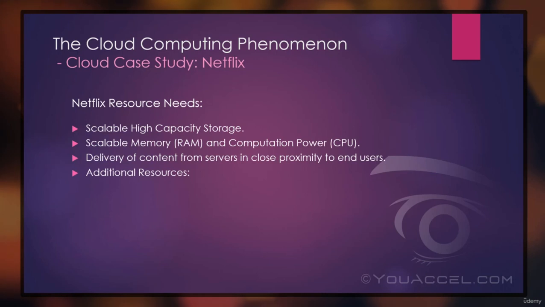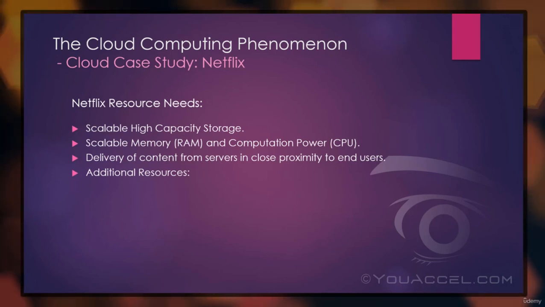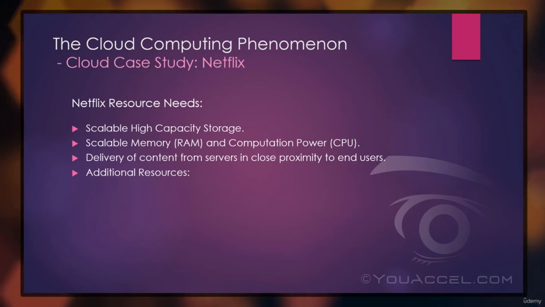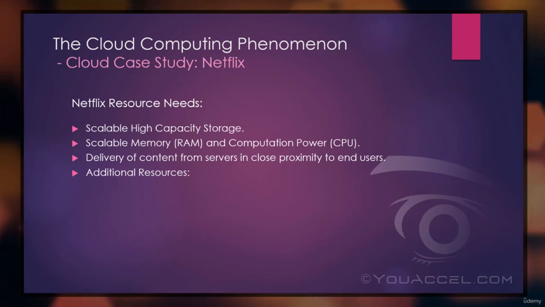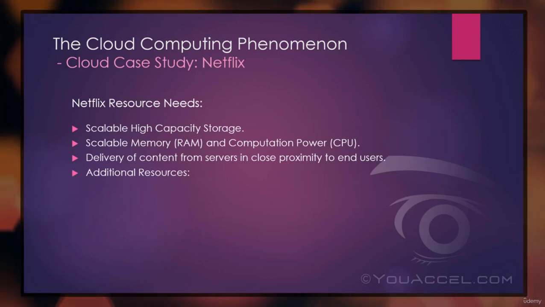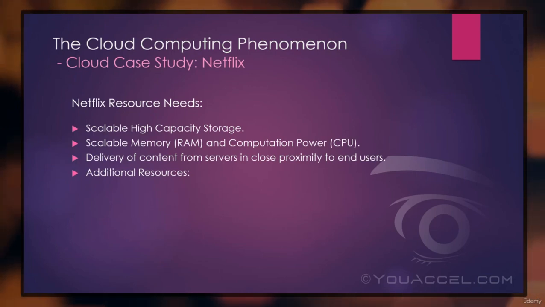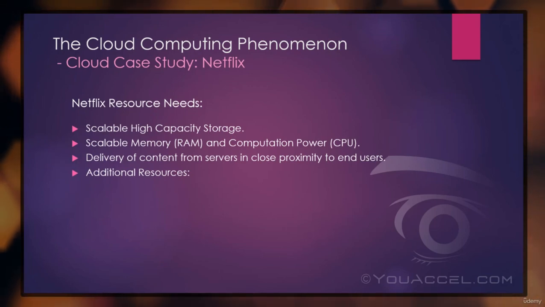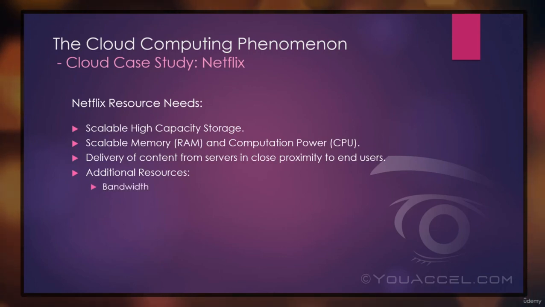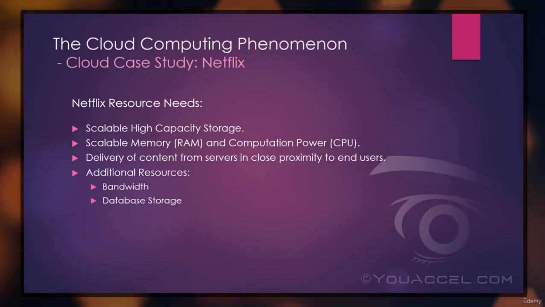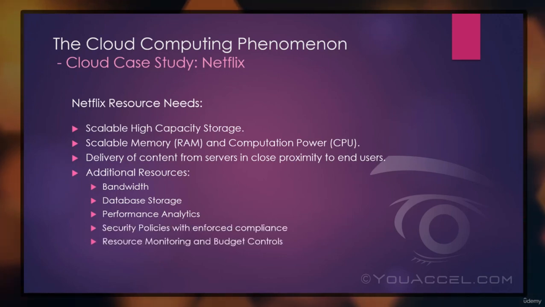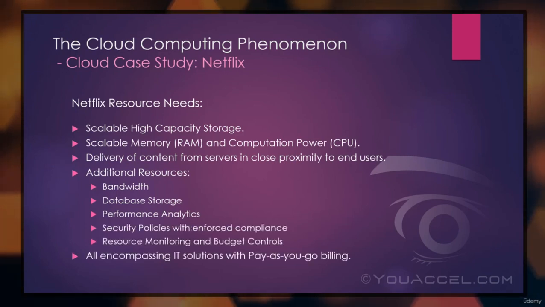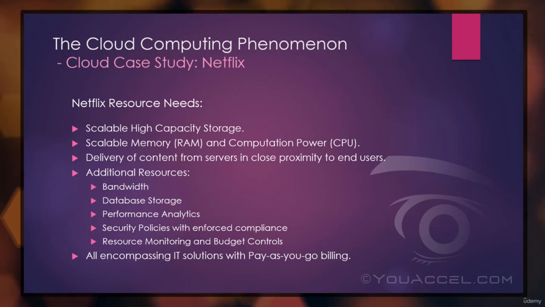Most of the resource needs we've identified so far are fairly easy to understand. To keep the example simple, we won't go too much further into detail at this point. However, in addition to the items listed already, Netflix would also need to scale a number of other resources, including bandwidth, database storage and analytics, security and compliance, and resource monitoring and budget controls. Now, all this needs to be done with important cost considerations.